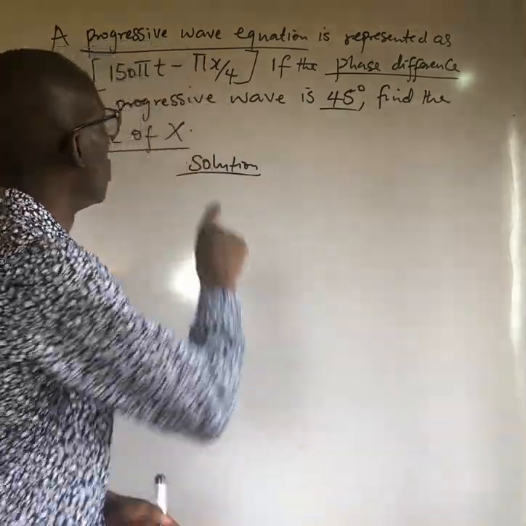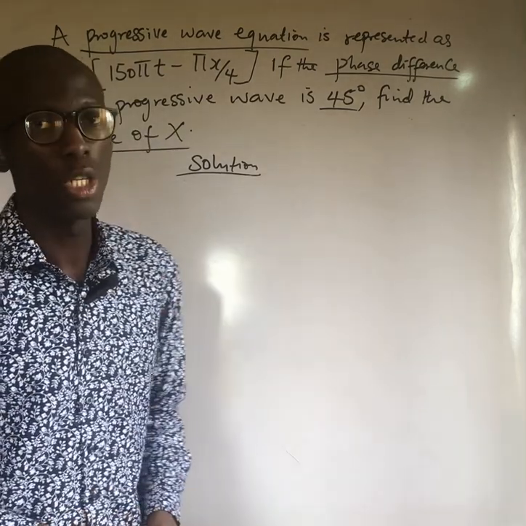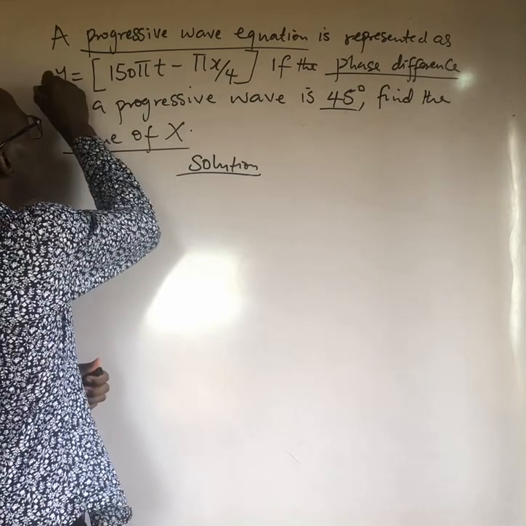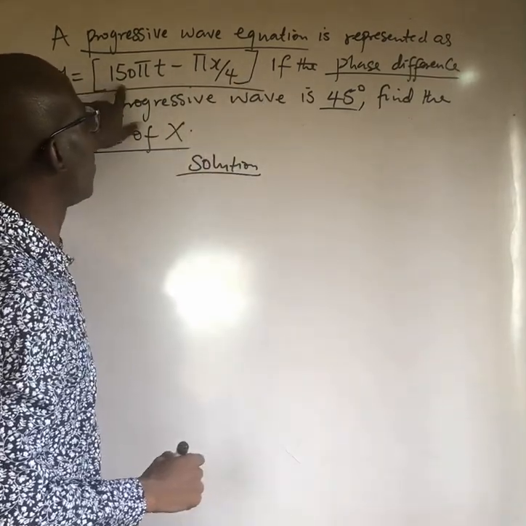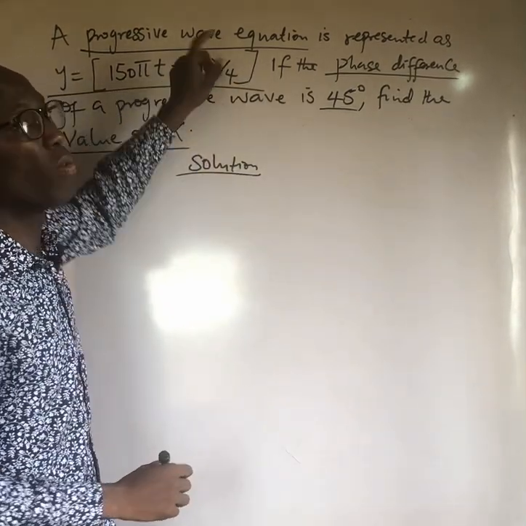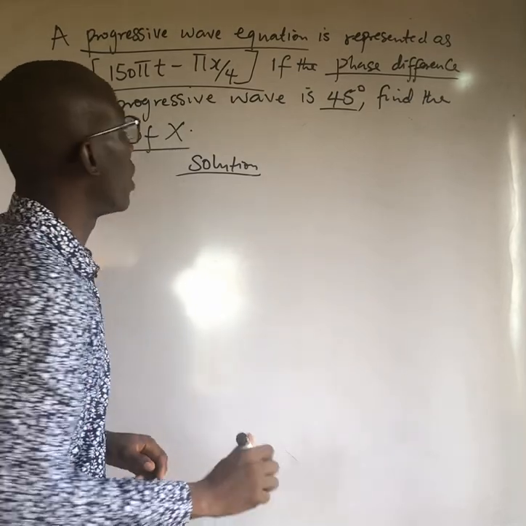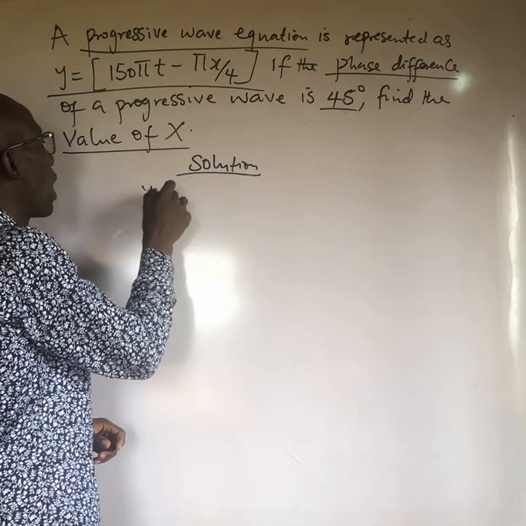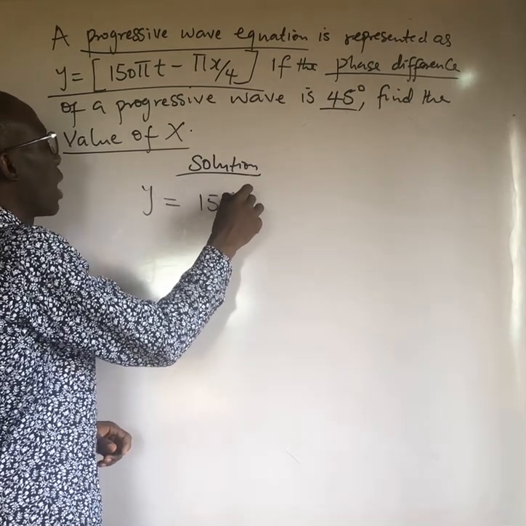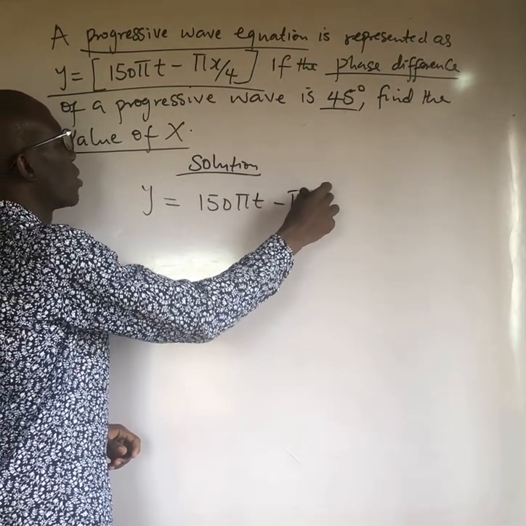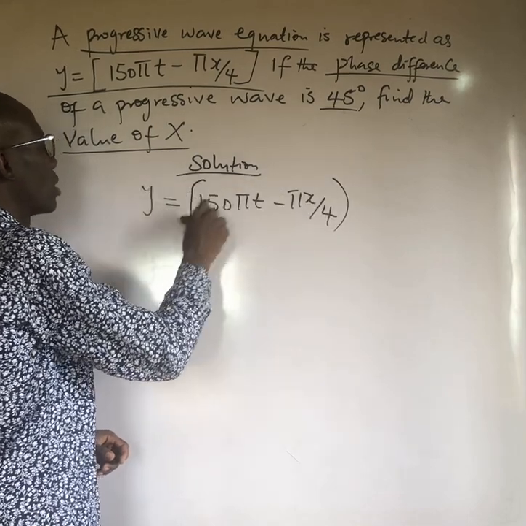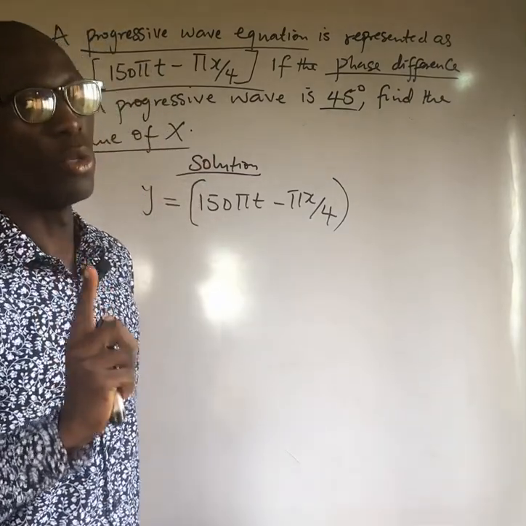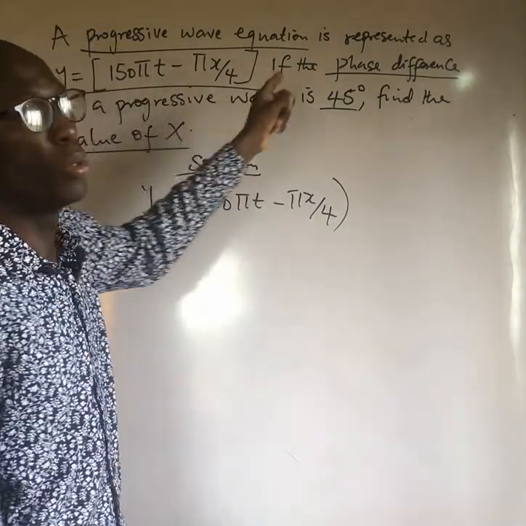First and foremost, you could see that there is an equation that was given in this question, and this equation is y equal to 150 pi (t minus pi x over 4). What you need to do is to write down this equation. You write it out, so you have y equal to 150 pi, then in brackets, t minus pi x over 4. So I've written it out. That's the first thing you need to do after reading through the question.